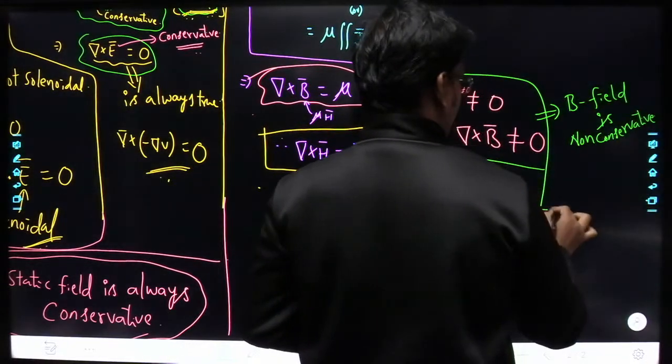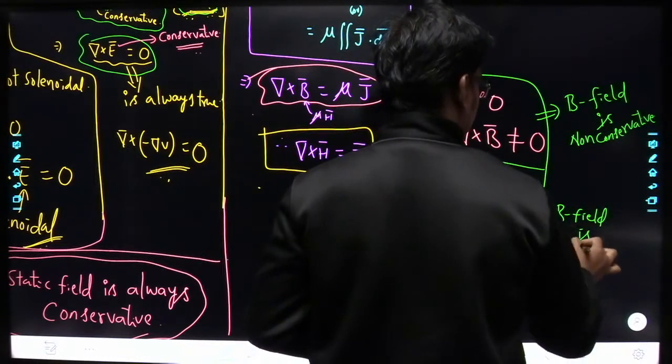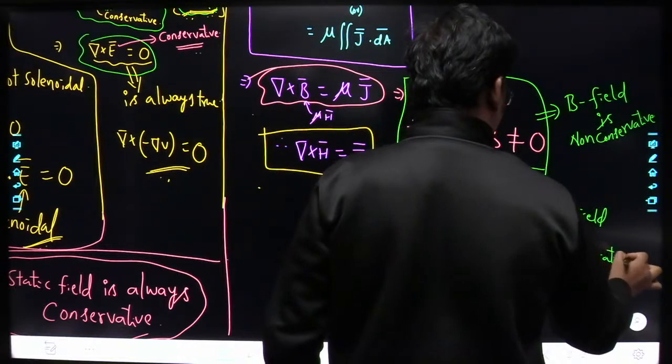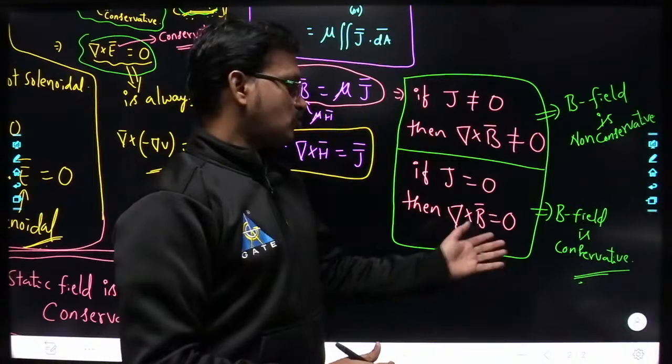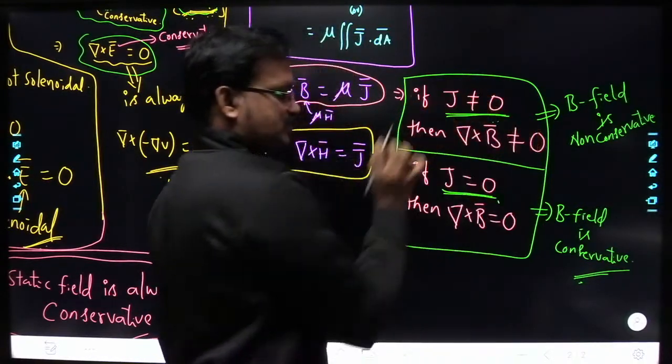Okay, so in this case B field is what? In this case B field is conservative. So that means we cannot guarantee the field is conservative or non-conservative. So it depends only on what? It depends only on current density. It depends on current density.